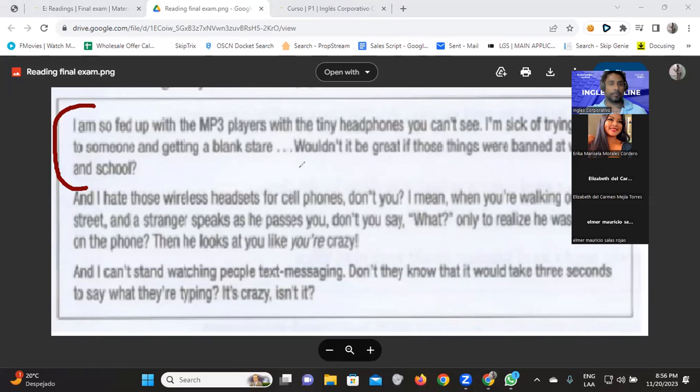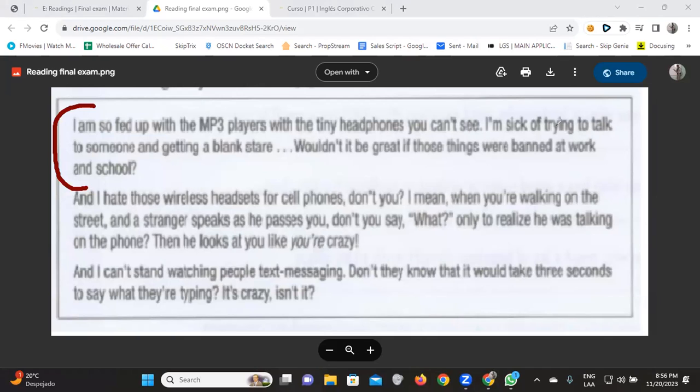I'm so fed up with the MP3 players with the teeny headphones. You can't see them. I'm sick of trying to talk to someone and getting a blank stare. Wouldn't it be great if those things were banned at work and school?